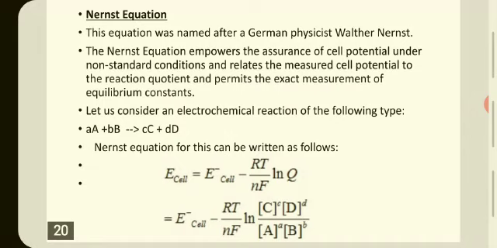This topic is also important from the exam point of view. The equation was named after a German physicist, Walter Nernst. The Nernst equation helps us calculate the cell potential under non-standard conditions and relates the measured cell voltage or potential to the reaction quotient, and permits the exact measurement of the equilibrium constant. So this is the importance of the Nernst equation.